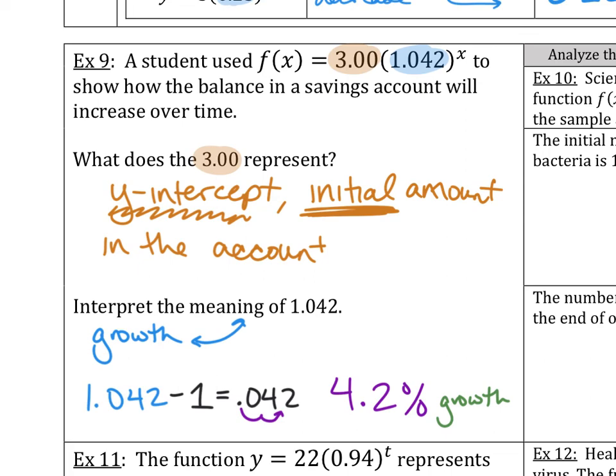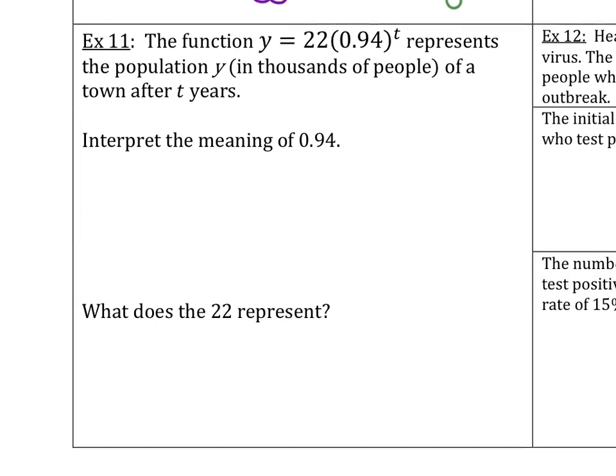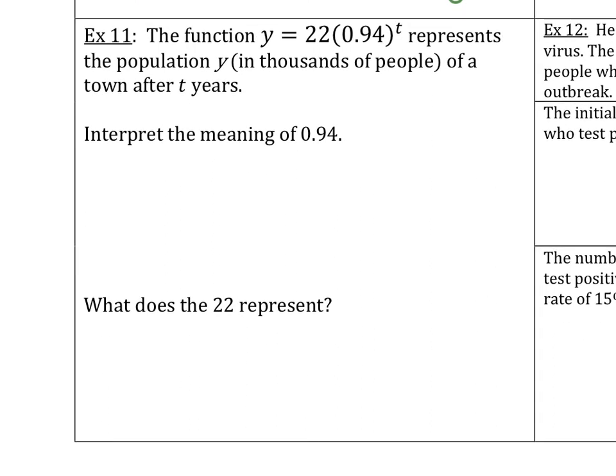All right, so this next one right underneath it, it says the function y equals 22 times 0.94 to the t represents the population in thousands of people of a town after t years. Interpret the meaning of 0.94. What did you guys say? It's decaying, so my graph, should it be going up or going down? Down. Now, we need to figure out the rate that it's going down. What's the rate that it's going down?